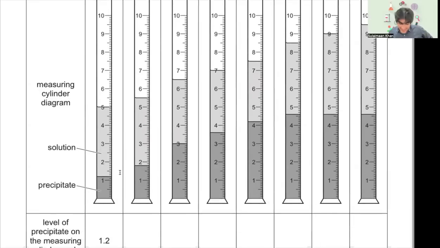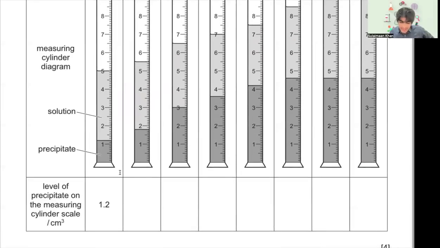Okay. Here, now it says measuring cylinder diagram. So here's the solution and here's the precipitate. Now it says level of precipitate on the measuring cylinder scale. You just have to look at this. So it's 1, 1.1, 1.2. So 1.2 here, somebody tell me. So it's 1.2 at the start.